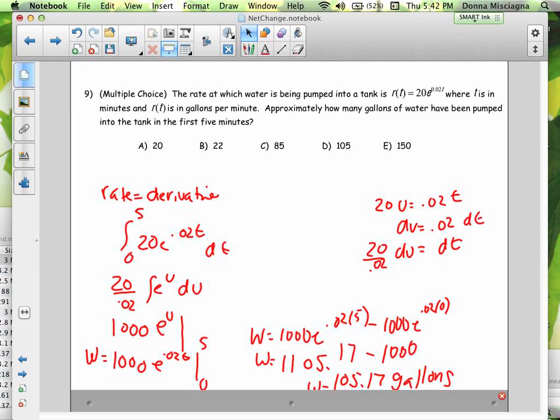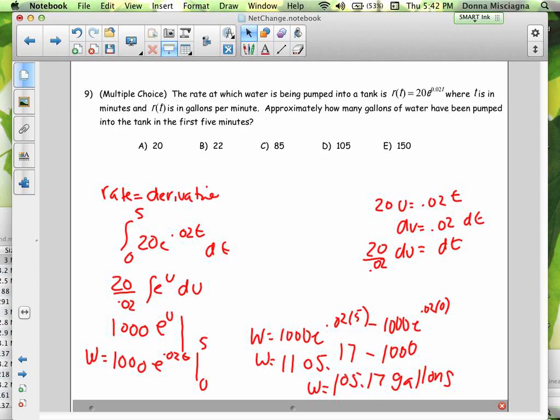So we have 1,000 e to the u. And I either need to plug back in or change the limits of the integral. For some reason I decided to not just plug it back in and go back to the t's. I don't know why I did, maybe just to show you something different. So either I replace the u there with the 0.02t and then evaluate that, or I keep the u's and then replace the limits by plugging the 0 and 5 into 0.02t.